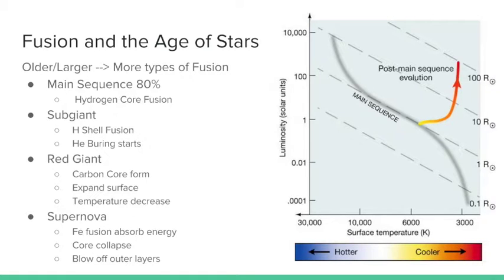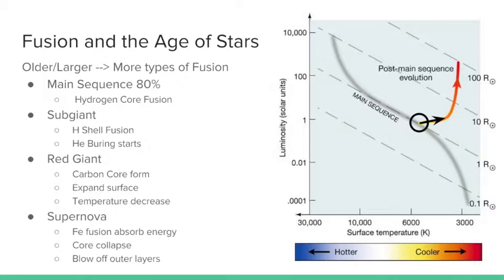For example, our Sun is at this point on the HR diagram right now. When it runs out of the hydrogen fuel, it becomes a subgiant. Helium will start burning at the core, and the remaining hydrogen will keep fusing at the shell. This stage is called the hydrogen shell fusion. We'll see a horizontal move of the star on the diagram.